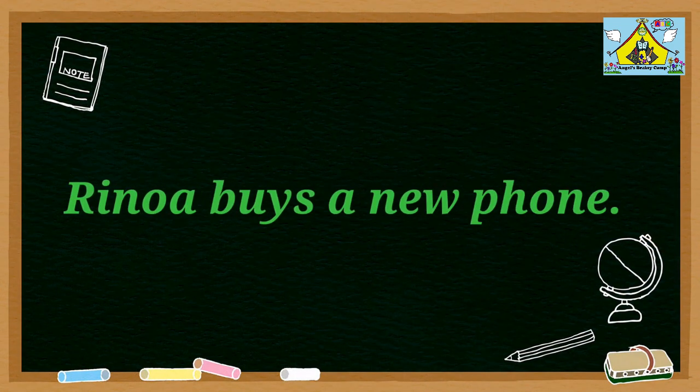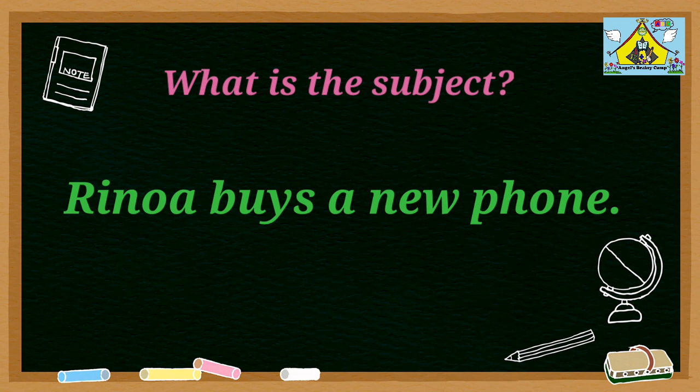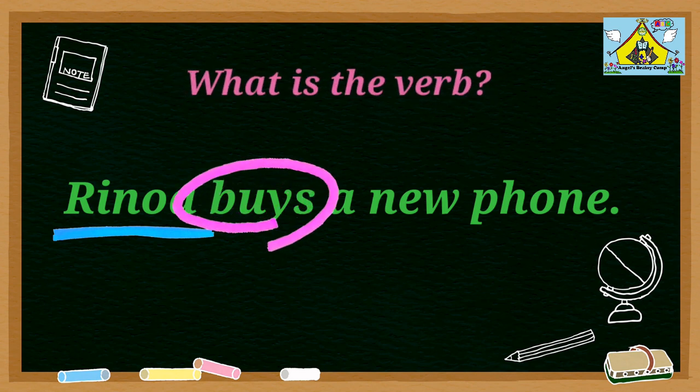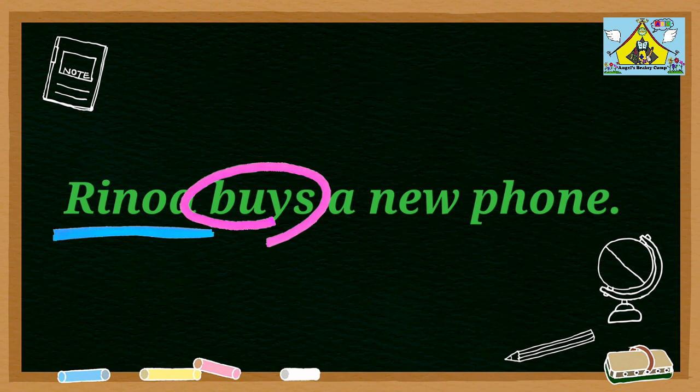Another example. Rinoa buys a new phone. The subject in this sentence is Rinoa. It is singular because it pertains to one girl. And the verb in this sentence is buys. Okay? It is singular because we added S to the base form of buy. Okay? I hope that is clear, campers. So let's have more examples.